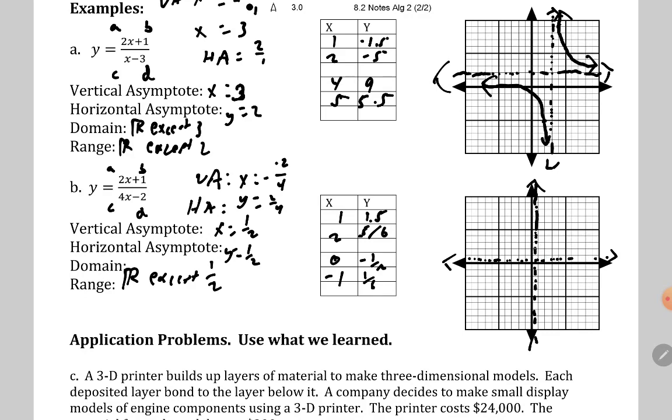Alright, so let's see what this looks like. 1, 1.5, 2, 5, 6. So this is really on the edge there. And then 0, negative 1/2. And negative 1, comma 1/6. So it's already super close to the line already. So it's going to do something like that.